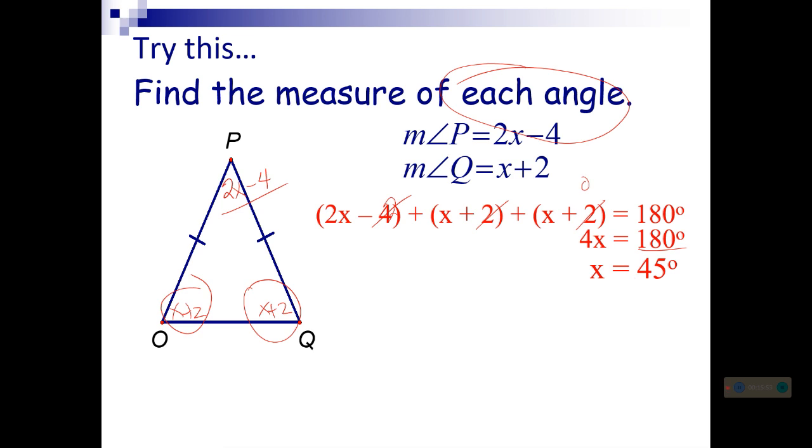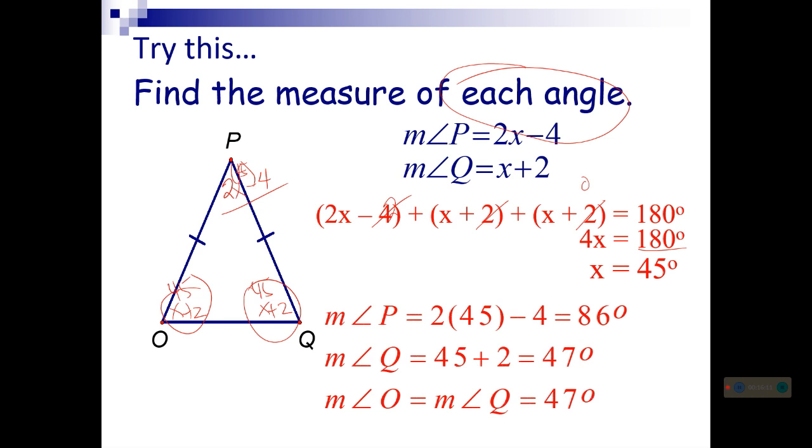Okay? So, if our x is 45, we are going to substitute 45 in place of x, so that you can get the measure of each angle. So, in angle P, you will have 2 times 45 minus 4. So, 90 minus 4 is 86 degrees. Next, for angle Q, we have 45 plus 2 is 47 degrees. And also with angle O, still we have here 47. So we have here 47 plus 47 plus 86 is equal to 180 degrees.